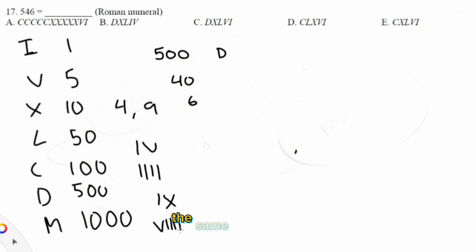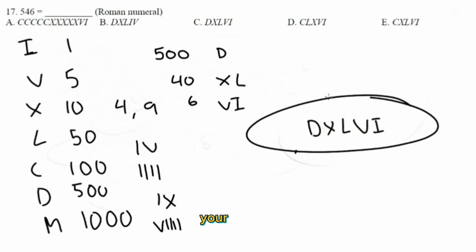Alright, so we can do the same thing for 40. Instead of writing it as 4 tens, we can write it as 1 ten before 50, which is X before L. So XL. Next, 6. That's just 5 and 1, which is V and I. Alright, now we just have to combine all these. So that's D, X, L, V, I. And that's your answer.